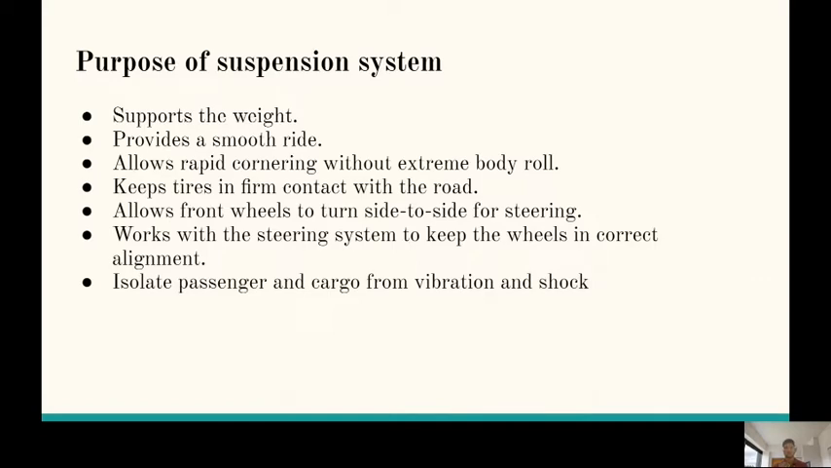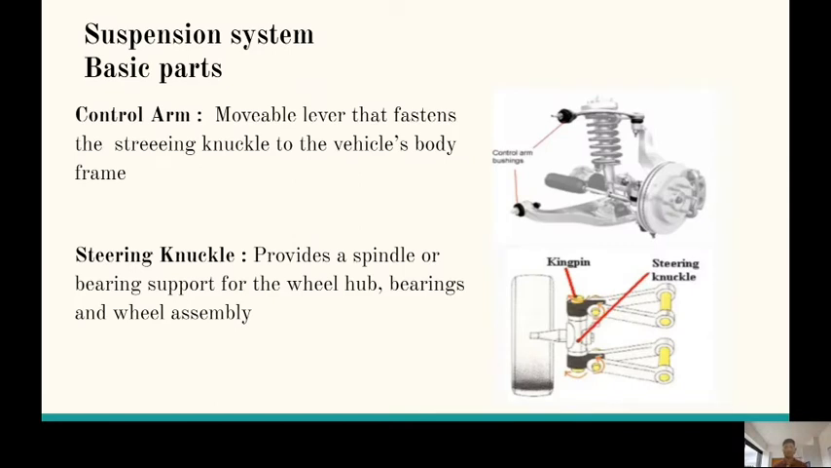So the purpose of the suspension system is to support the weight of the car, provide a smooth ride, allow rapid cornering without extreme body roll, and keep firm contact with the road. It also allows the front wheels to turn side to side for steering, and works with the steering system to keep the wheels in contact with the road in correct alignment. It protects passengers and cargo from vibration and shock. So these are some of the basic parts of the suspension system.